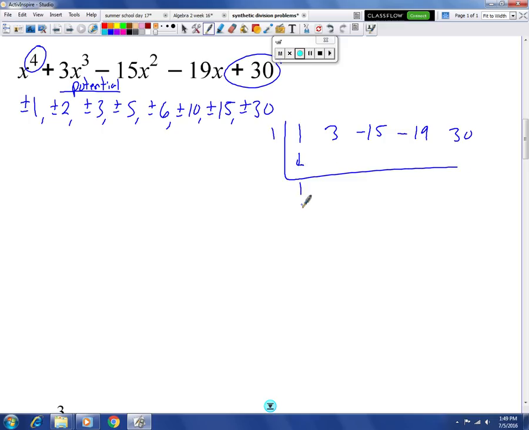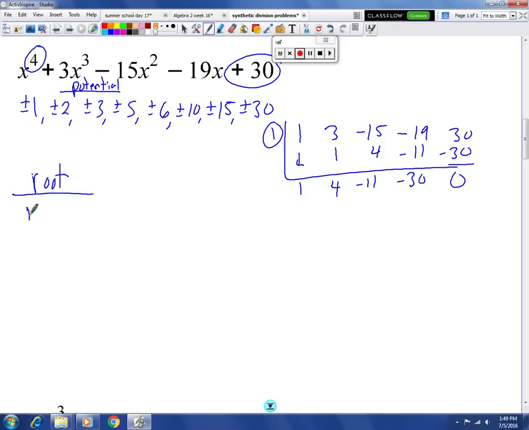1, that's 1 times 1 is a 1. Get a 4, 4 times 1 is 4. Negative 11, 1 times negative 11. Okay, this becomes a negative 30. Times 1, that's a negative 30. Okay, very good. Got a 0. We got a root. It's not a factor, it's a root.